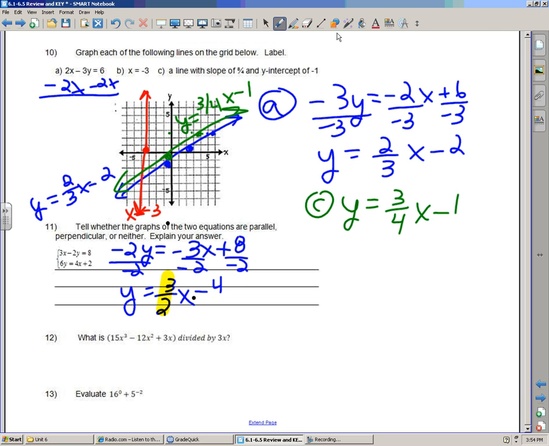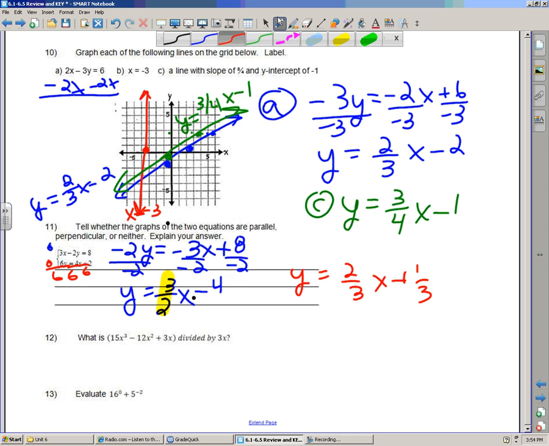My slope here is positive 3/2. Then we take the other line. I'll take this guy. So this guy happens to be blue. This line happens to be red. And I can divide everything here by 6. And then this guy ends up becoming y equals 2/3 x plus 1/3. If I take a look at this slope, it's 2/3. Well, the slopes are definitely not the same, but they're also not negative reciprocals. So these lines happen to be neither.